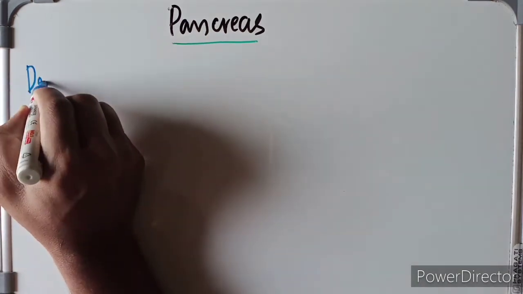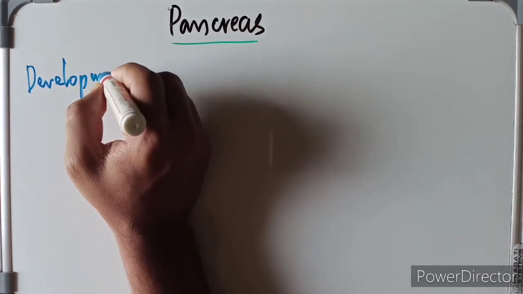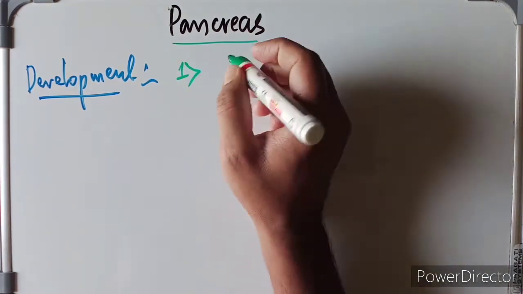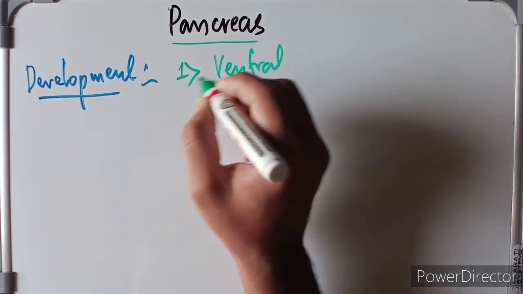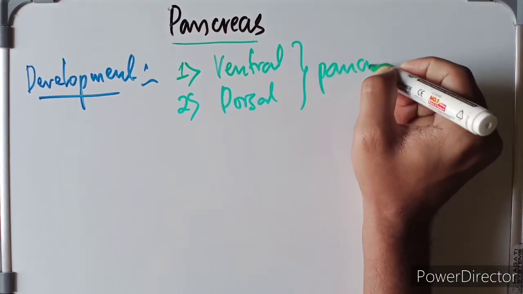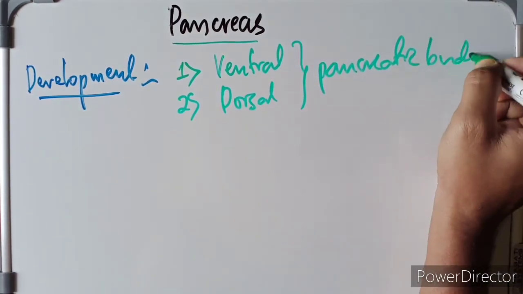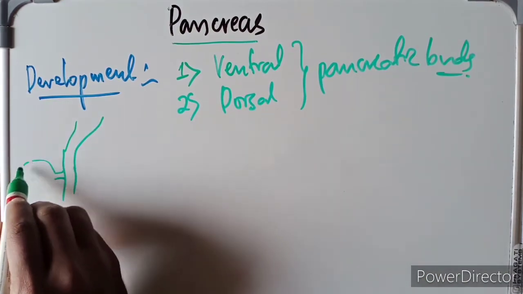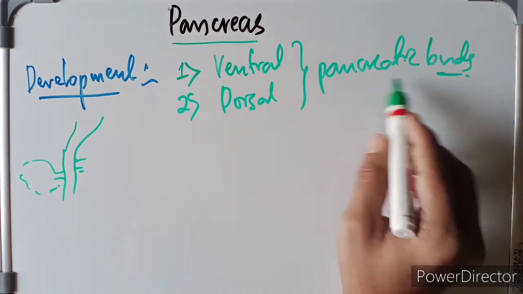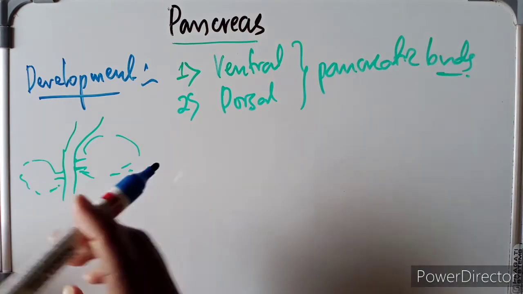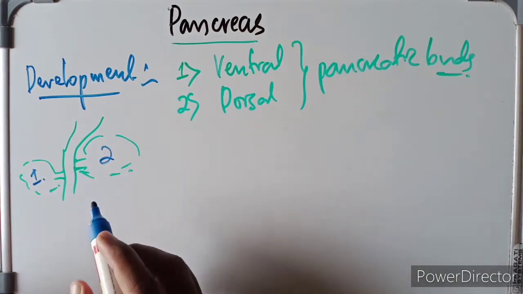Now to the development of the pancreas. So what about the development? The pancreas develops from two buds, the ventral pancreatic bud and the dorsal pancreatic bud. We have the two buds, ventral and dorsal. This is the foregut, right? Along the foregut we have the ventral and dorsal pancreatic buds. This is the dorsal pancreatic bud and this one is the ventral pancreatic bud.